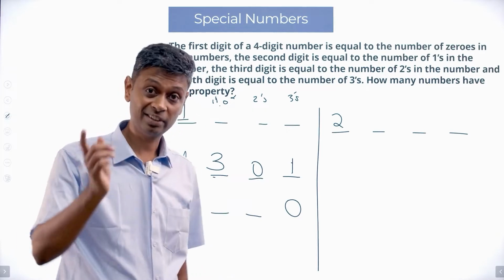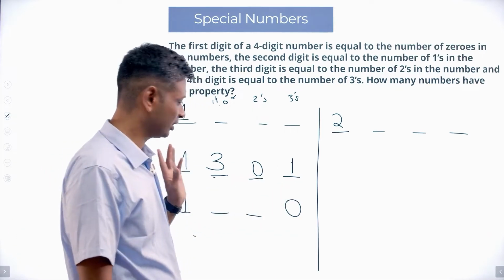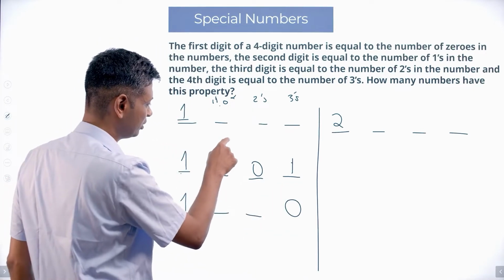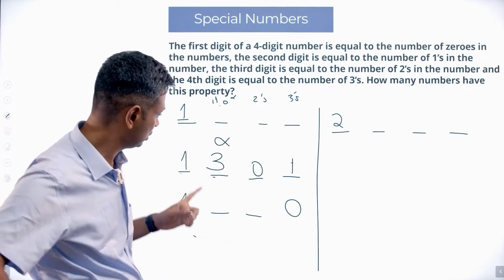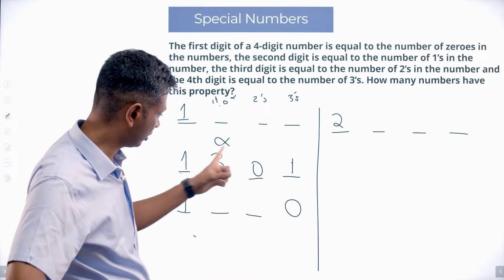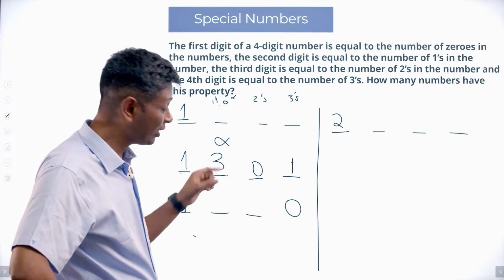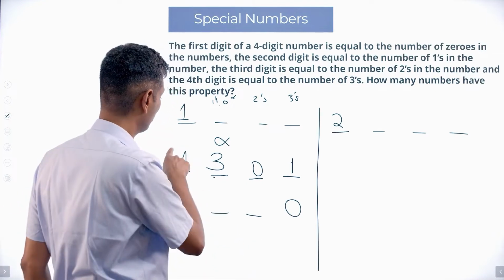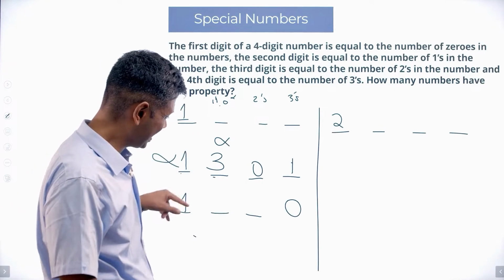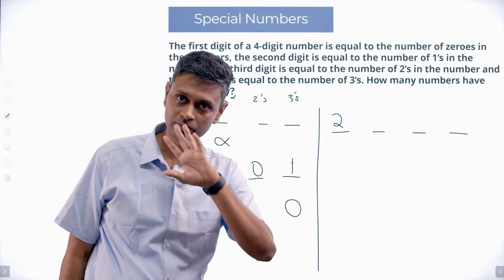No 2s in this number. That works. 1 3 in this number. That works. But this one gives way. It doesn't work. 1 3 0 1 does not work, because there's 1 0 in the number. 2 3 1s need to be there, but this number 1 3 0 1 has only 2 1s. This also doesn't work. Let's go to 1 dash dash 0.